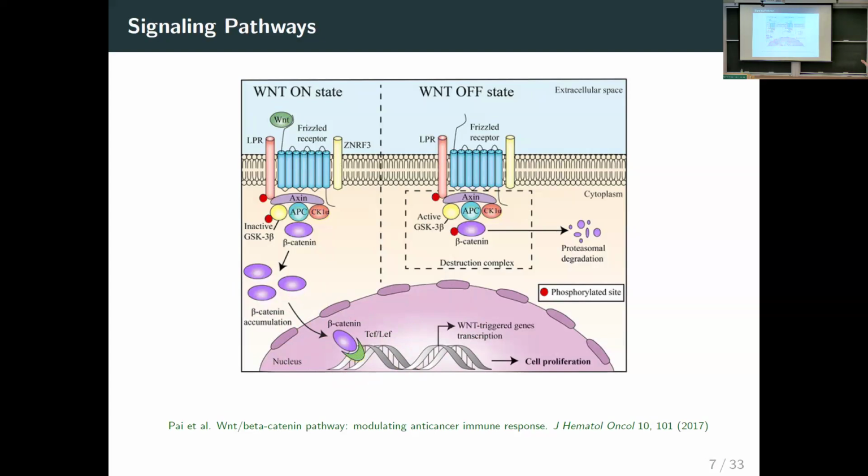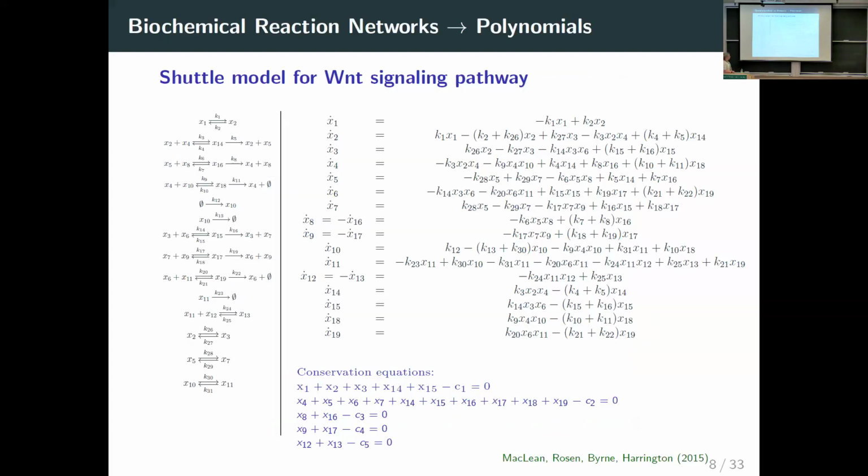All right. In another state, you're going to have some degradation, which is going to be a more desirable outcome. So that's what a signaling pathway looks like. And so then you can model these, right, using these reaction networks. So here's a particular model for this Wnt signaling pathway.